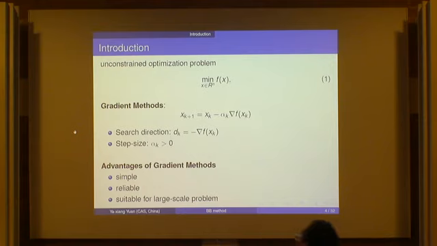This type of method is the simplest type of method. If you choose a small step, you're sure you can always reduce the function a little bit, so the method is robust. Also, because it doesn't use any fancy second-order information like quasi-Newton, limited memory BFGS, and conjugate gradient, it requires very small storage, which is very suitable for large-scale problems.